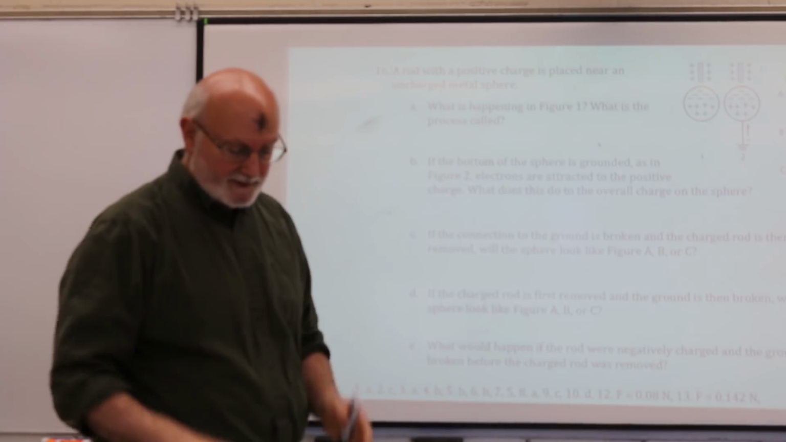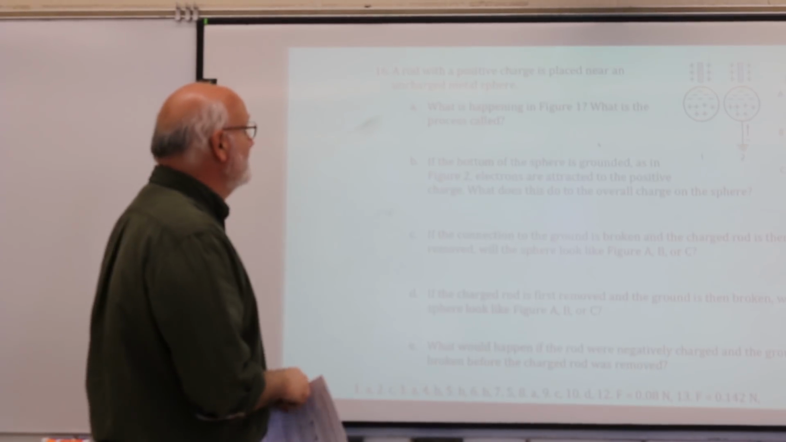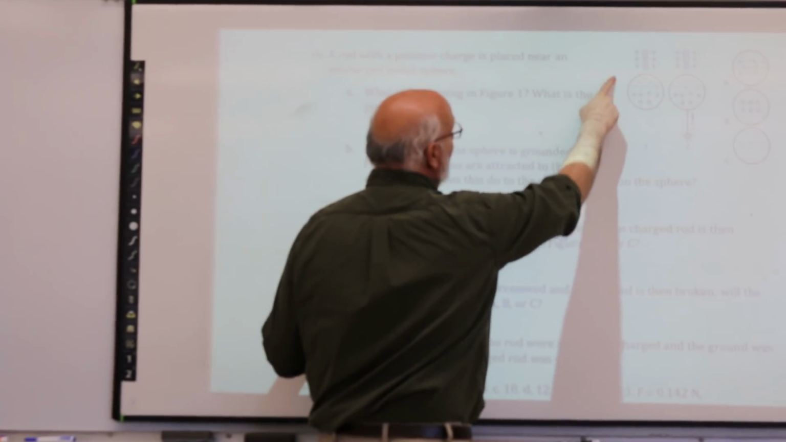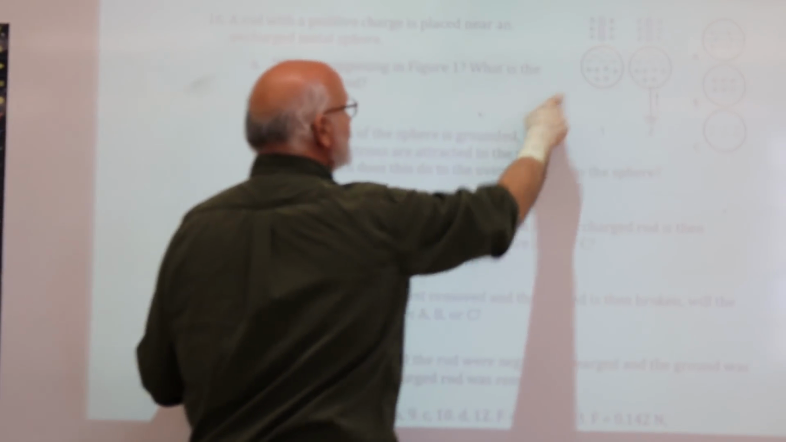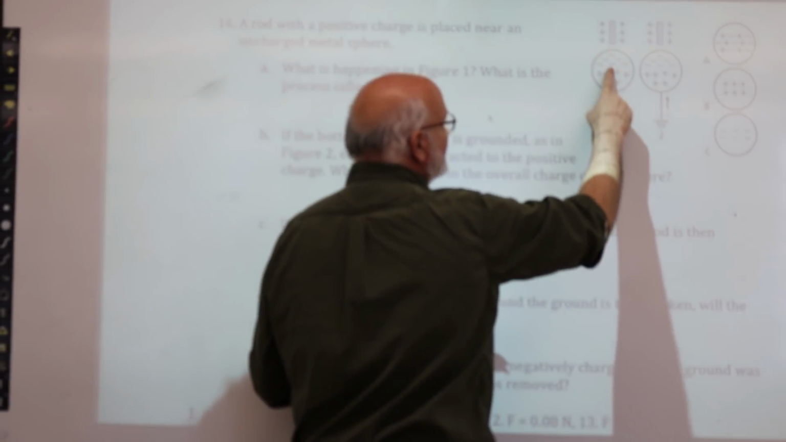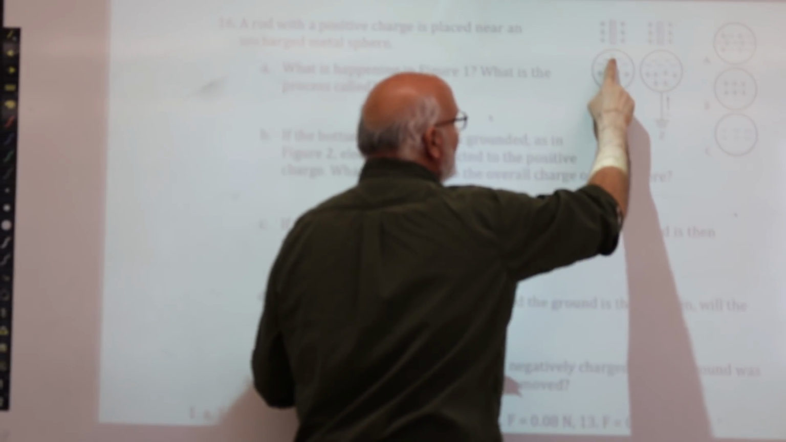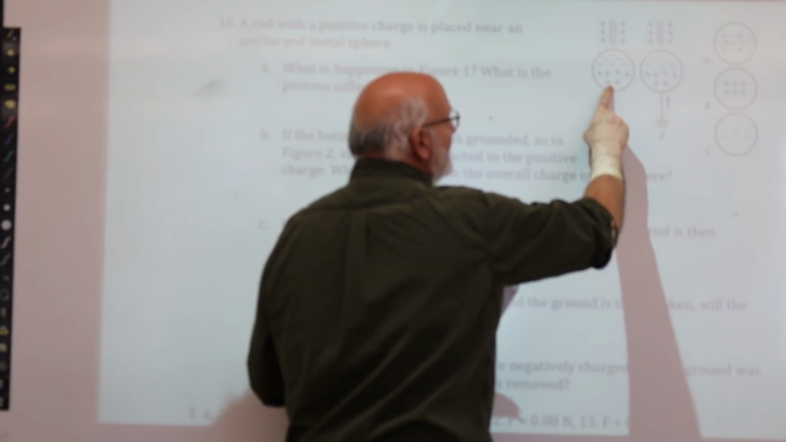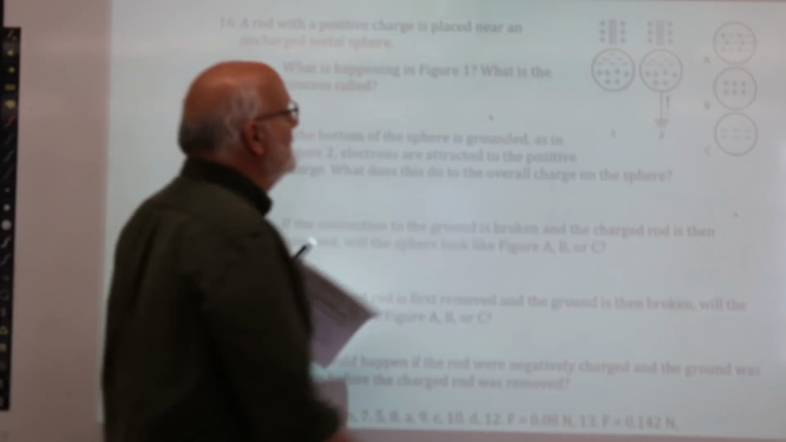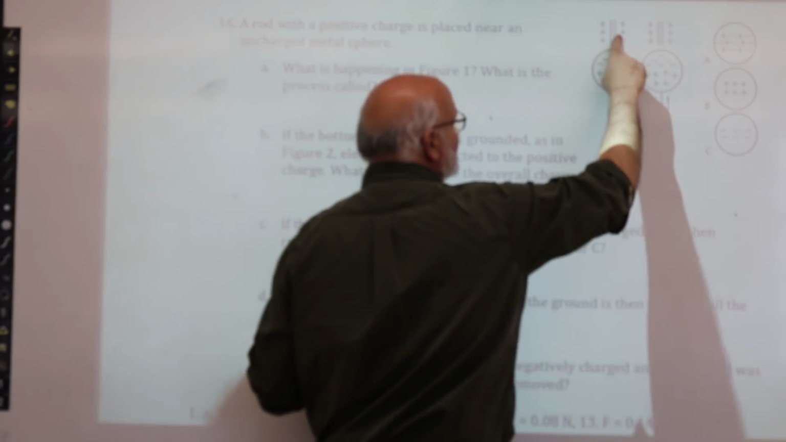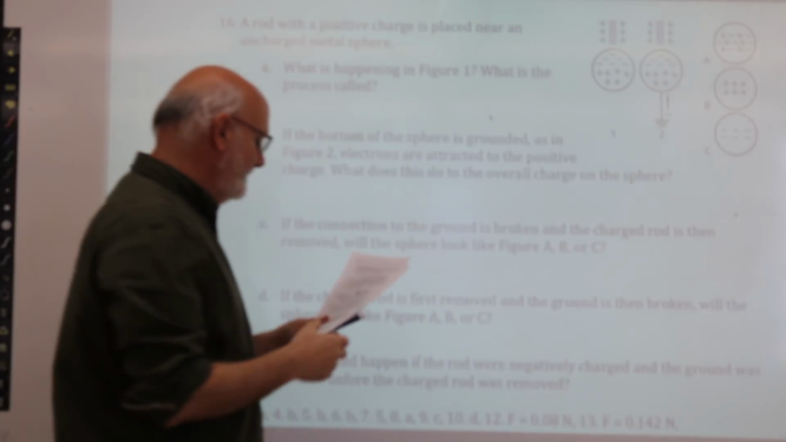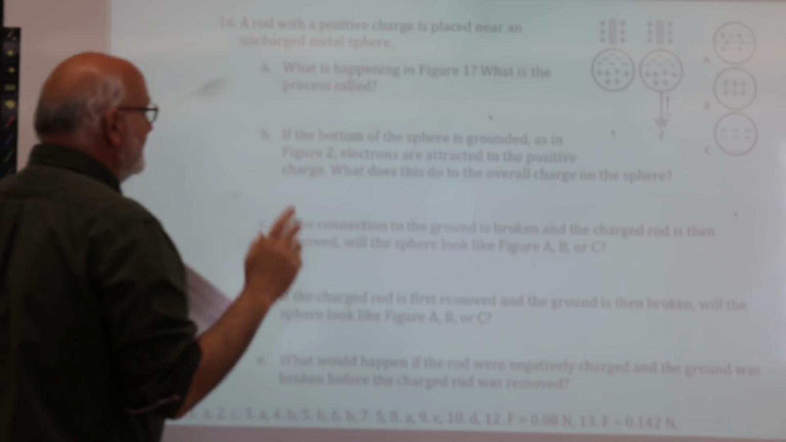All right, once again, we've got a situation with the picture, but the picture's done for us. A rod, positive charge, placed near an uncharged metal sphere. There's the conductor. So we automatically already know this positive is going to attract those negatives. Negative's going to move up. Positives sort of are going to be left behind. Okay? So what's happening in figure 1? You're getting a separation of charge. Negatives going towards the positive. What do we call that? Polarization. Okay? Now, next one.